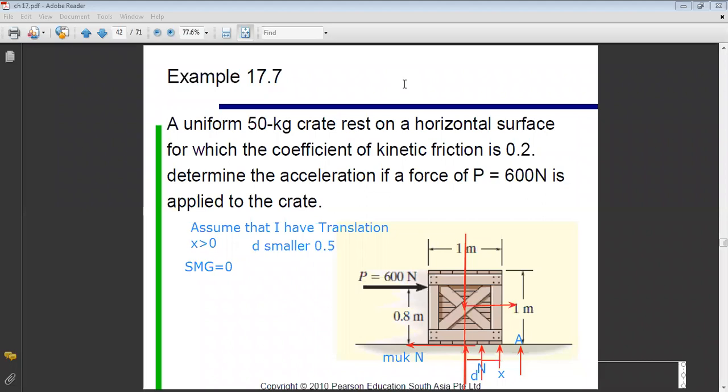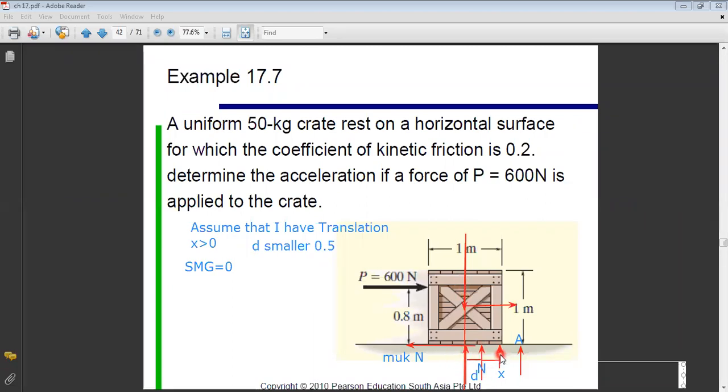Because look, if it is at the middle, the line of action of N will pass by G, so it will not produce any moment about G. And I have P producing a clockwise moment about G. And mu Kn is also producing a clockwise moment about G. So in total, I will have a clockwise moment about G, which is impossible for translation. If I should have translation, N should create a moment opposing the clockwise moment.